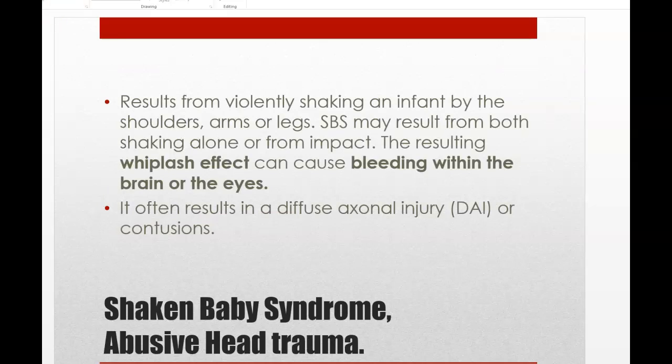Shaken baby syndrome, also known as abusive head trauma. This is a result of violently shaking an infant by the shoulders, arms, or legs. Shaken baby syndrome may result from shaking alone or from impact. The resulting whiplash effect can cause bleeding within the brain or the eyes. It often results in a diffuse axonal injury, or DAI, or contusions in the baby's brain.